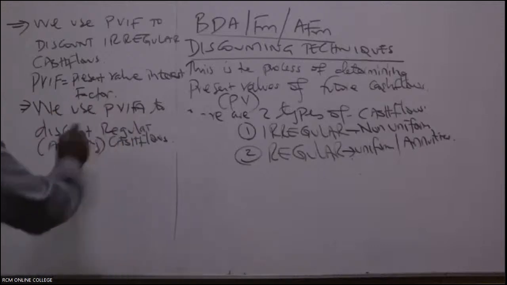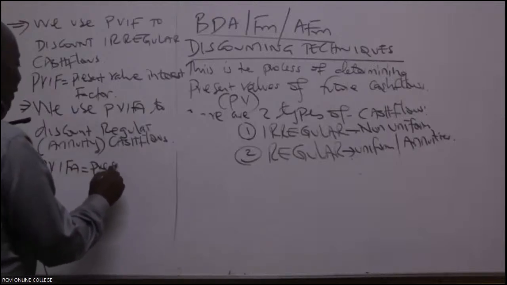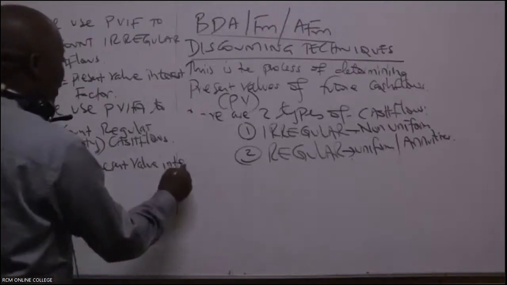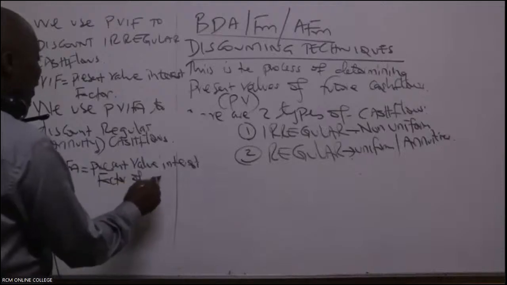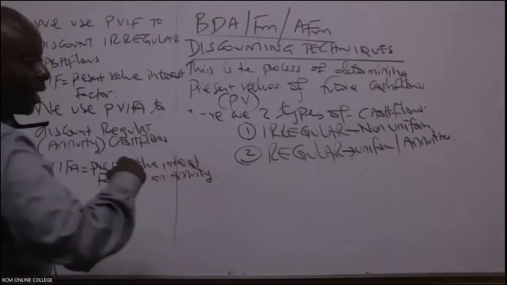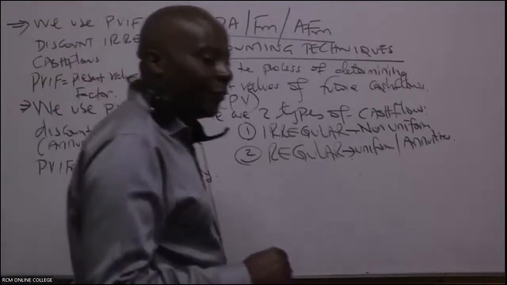PVF. So what does this PVF stand for in full? This PVF stands for present value interest factor of an annuity. Present value interest factor of an annuity.